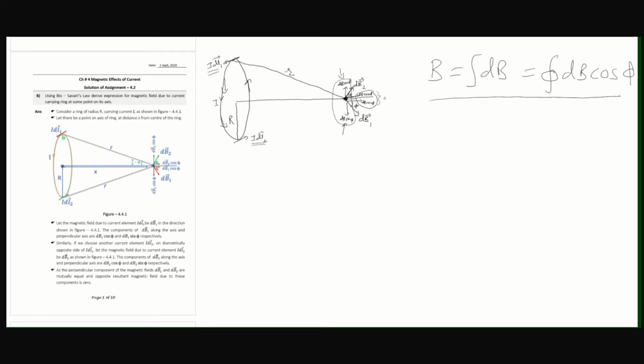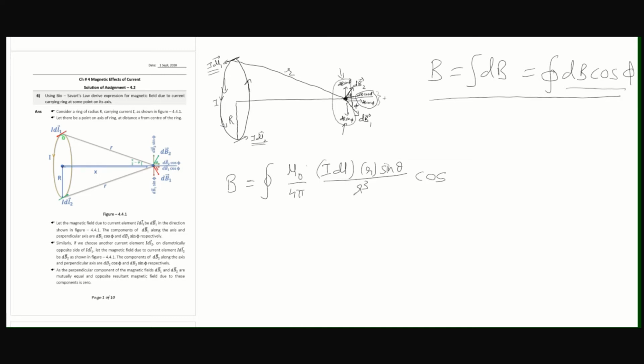Okay. So what is the formula now? So now I can write B as the closed integration of mu 0 by 4 pi. Now I still don't know the other terms. IDL r sin theta upon r cube. Okay, I'm writing only the magnitude because now we know that the direction of the field is along the axis, so I'm not worried about the direction part.